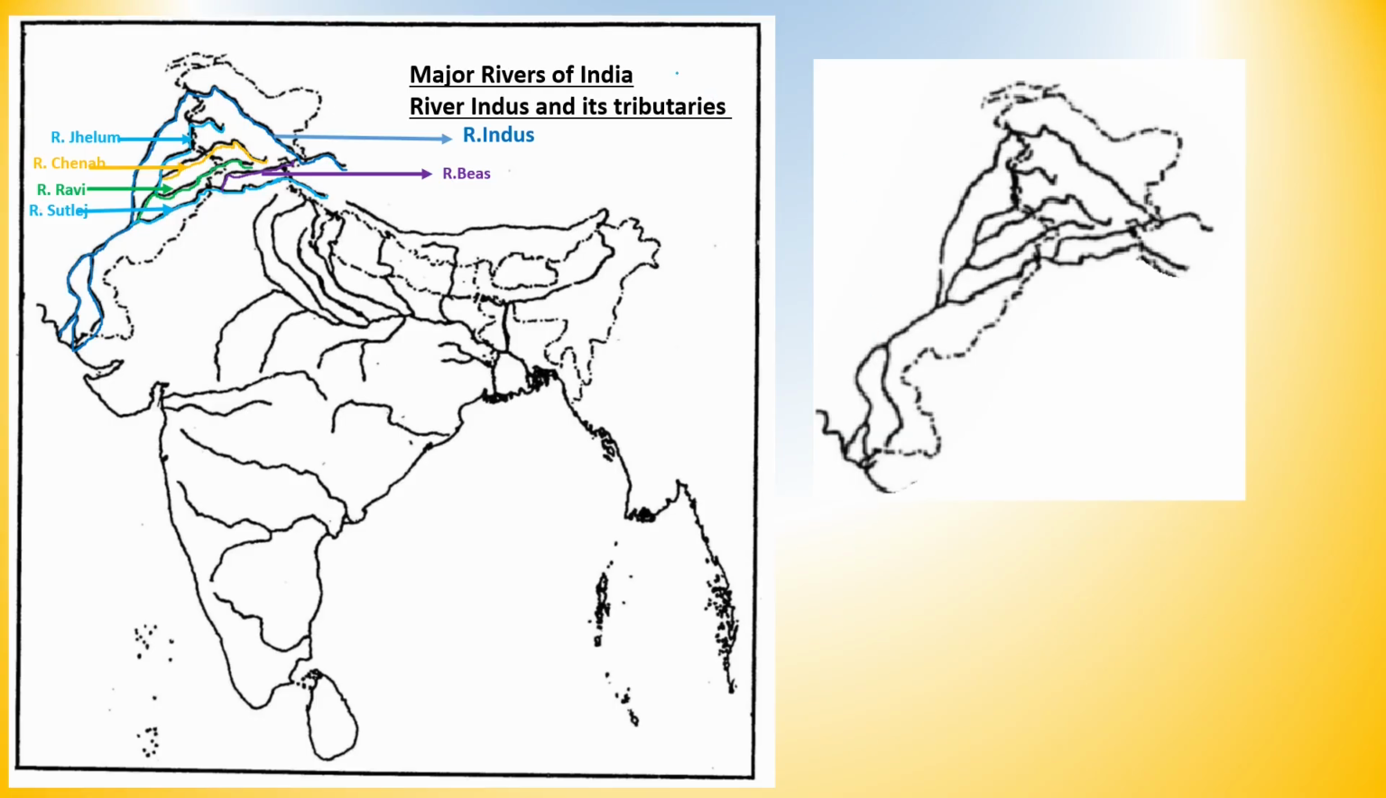First we are going to do River Indus and its tributaries. River Indus and its tributaries are Jhelum, Chenab, Ravi, Satluj and River Bias. Over here I'm going to show you.